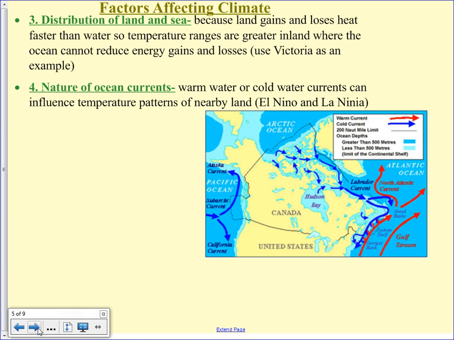Inland, though, where we don't have that, our temperature can fluctuate wildly, because we don't have a stabilizing influence like Victoria does. Now, think of another city that's near the ocean, go out to the East Coast. Does it get wickedly cold on the East Coast? It does. Different type of ocean, though.